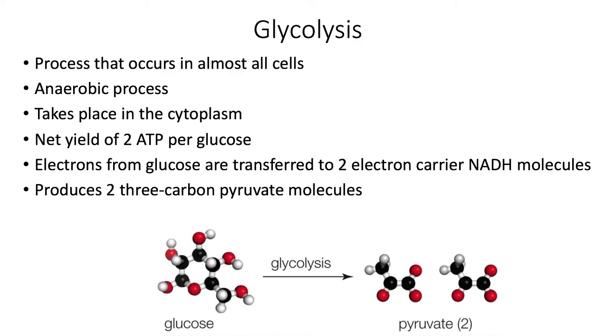Okay, the electrons from glucose are going to be transferred to 2 electron carrier NADH molecules, and we're going to produce 2 3-carbon pyruvate molecules, which look like this.